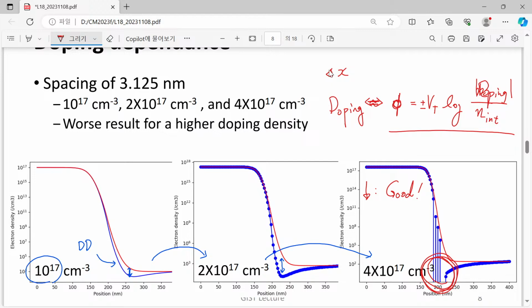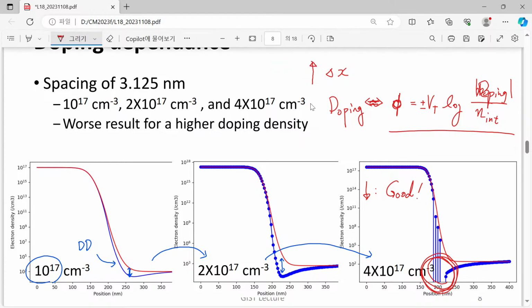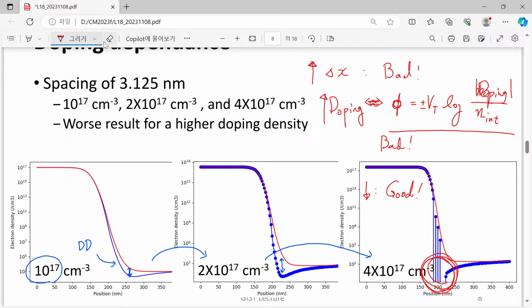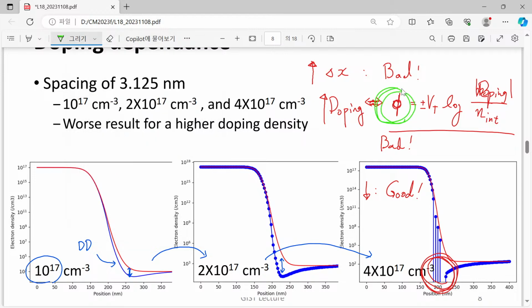So simply speaking, when we have larger spacing, it is bad, and when we have large doping, it is bad. All of them can be attributed to a common factor: electrostatic potential.